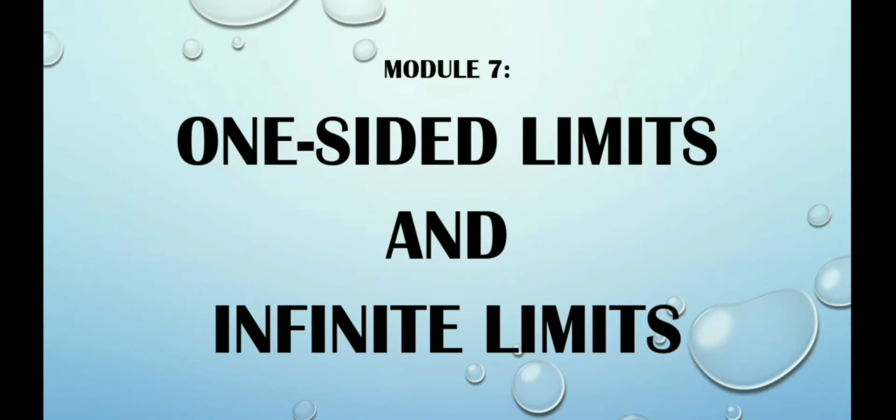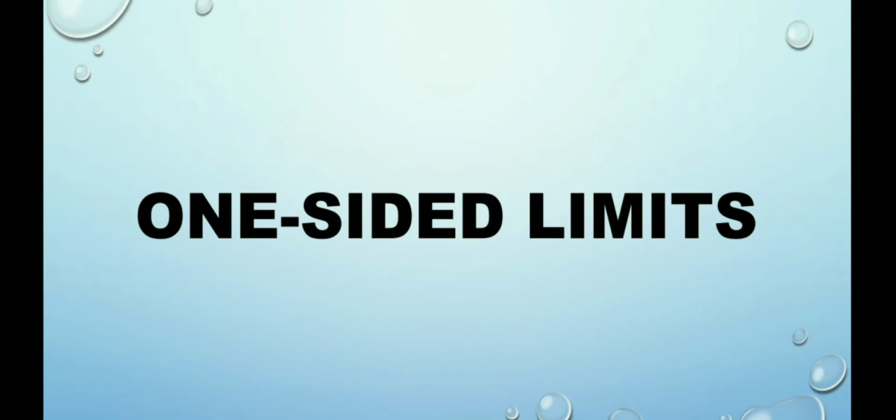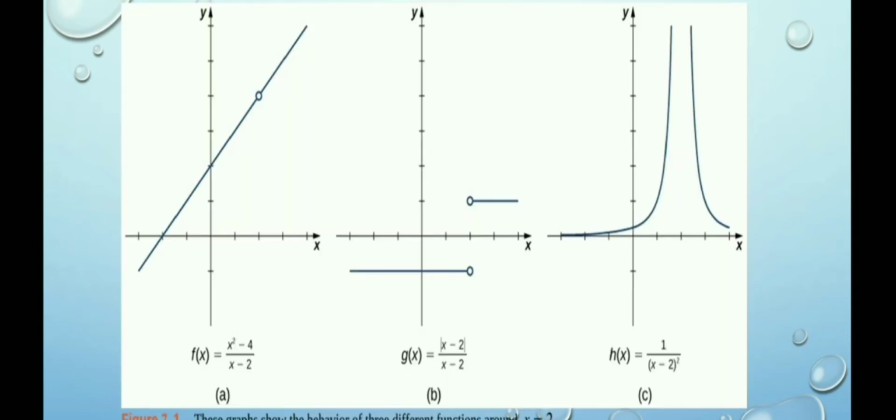Let's start. The title of Module 7 is all about one-sided limits and infinite limits. Let's discuss first the one-sided limits. This graph shows the behavior of three different functions around x equals 2.